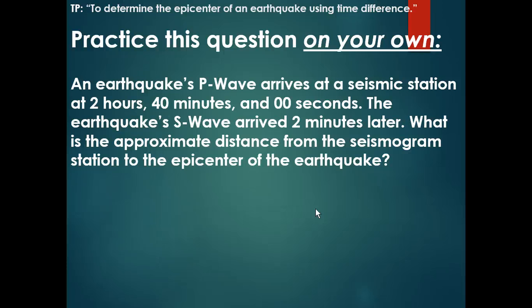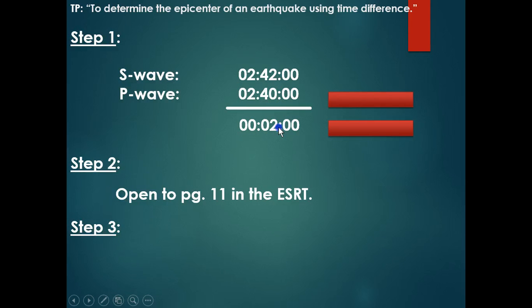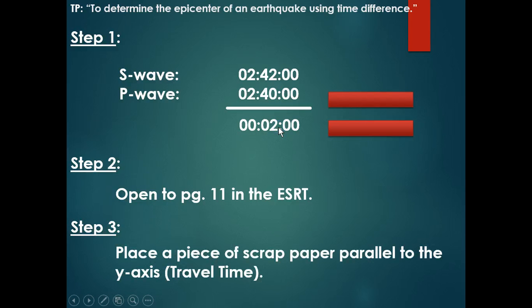Okay, just like before, we're given when the S wave arrives, which is 2 minutes after this, and then we're given our P wave. So we have to subtract the two. 2 hours, 42 minutes subtracted from 2 hours, 40 minutes is going to be 2 minutes. We then are going to go to page 11 and use our scrap paper. So we're going to use this number right here, the 2 minute calculation.